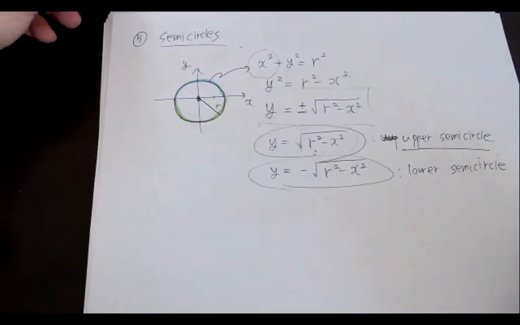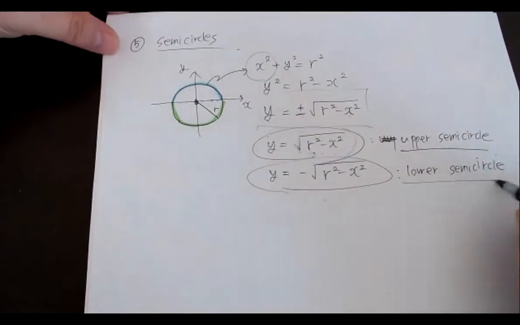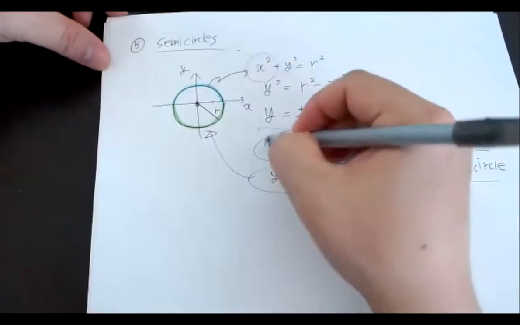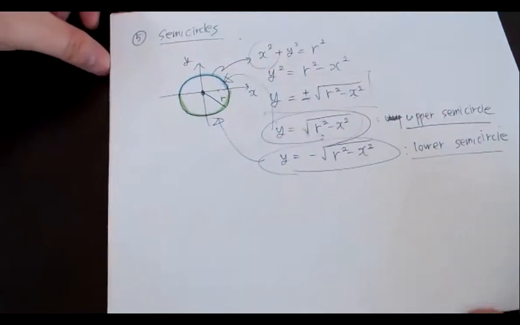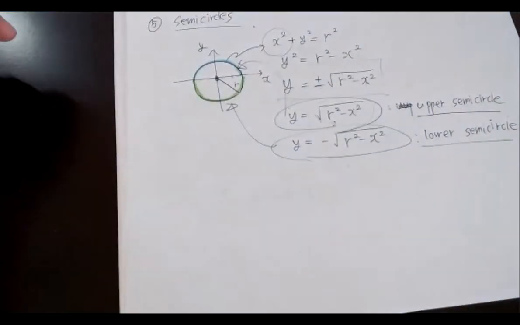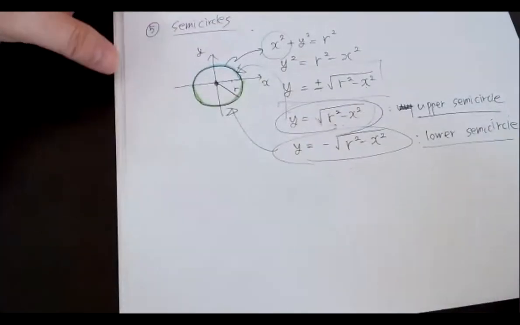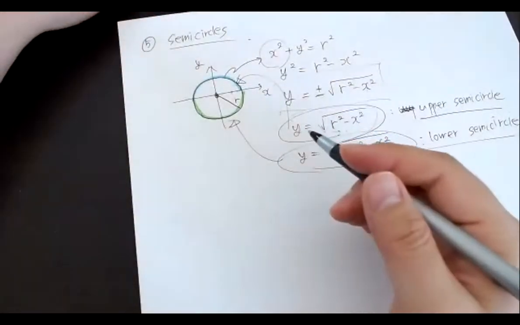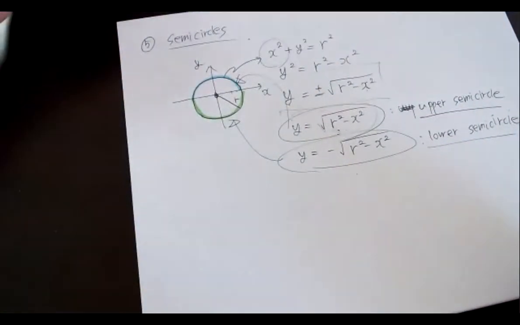Okay. All right. So now, this is the upper semicircle, and this is the lower semicircle, right? Now we're gonna use f of x or any other function notation instead of y. Okay, you can use that. And then domain and range.